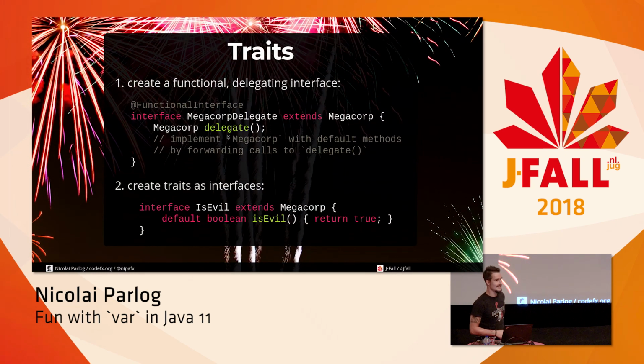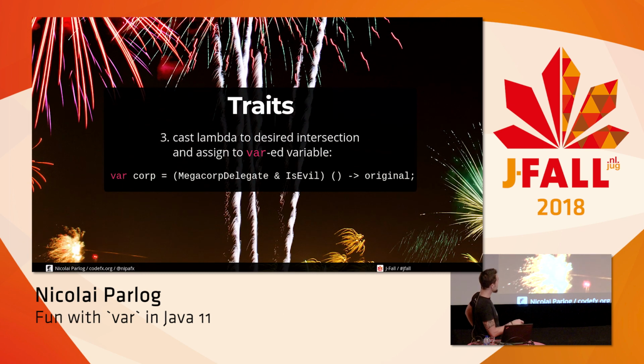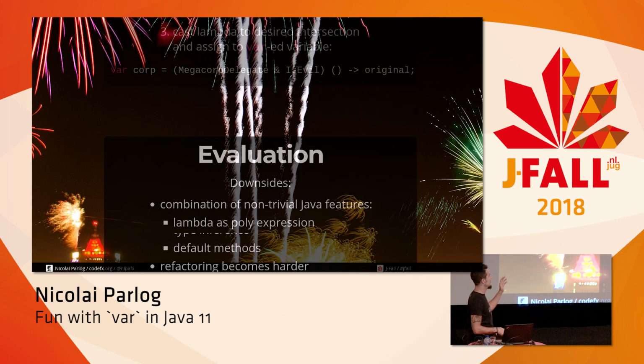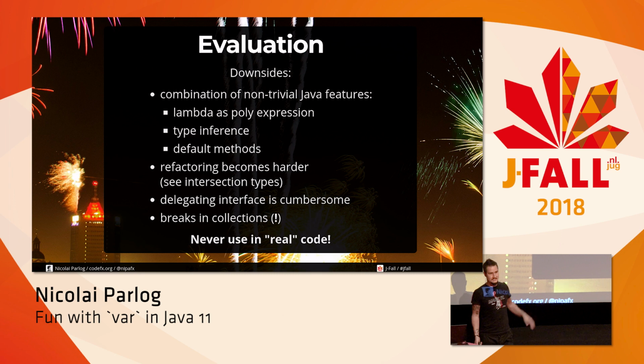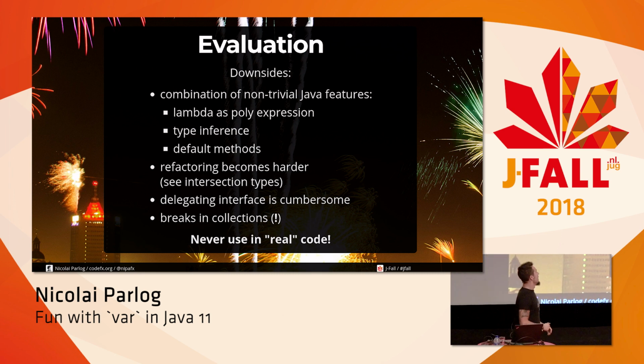That's so sad. So I want to quickly walk you through what I just did. Once again, I create the functional interface with this abstract method, and everything else will just be default methods forwarding. Then I start creating my traits as interfaces, with also no abstract methods in there. And then I just cast it to the craziest stuff I can come up with, and then assign it to a var variable, and there you go. And as we've seen, the critical thing is this: it breaks in collections and other ways as well, but collections are the main use case for equals and hashCode, right? That's the reason I would say never use it in real code.